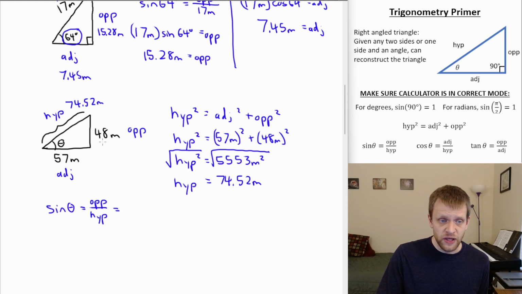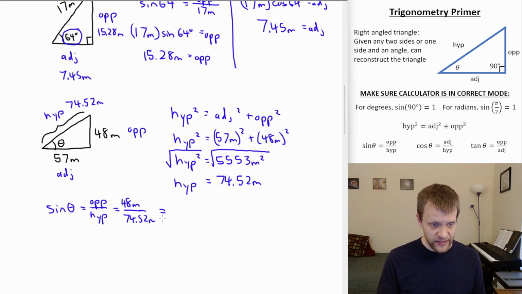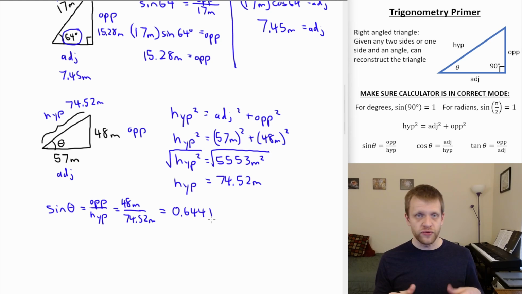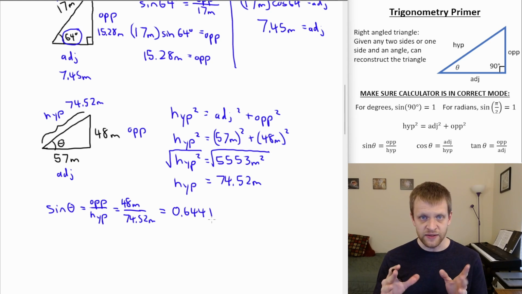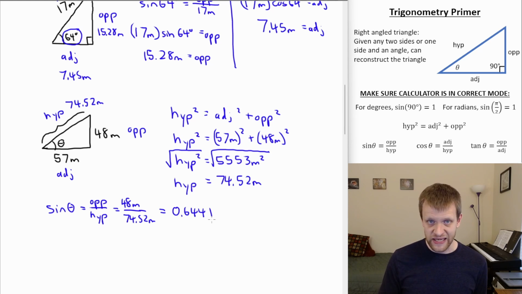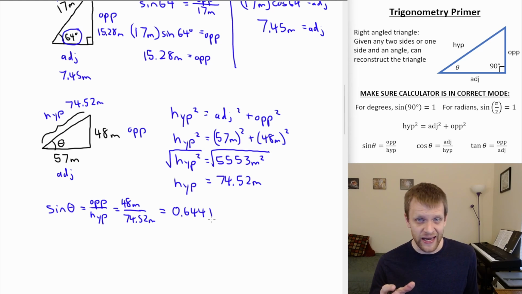And let's sub in some numbers. So we've got 48 meters for the opposite side, and we've got 74.52 meters for the hypotenuse. And if I calculate that fraction, 48 divided by 74.52, I get 0.6441. So 0.6441. So this tells us what the sine of this angle should be equal to. But I don't want the sine of the angle, I just want the angle on its own.